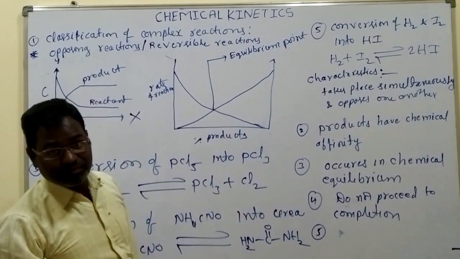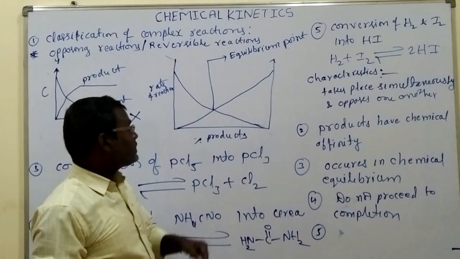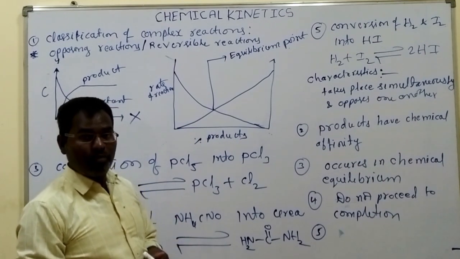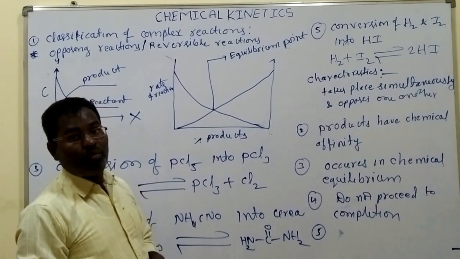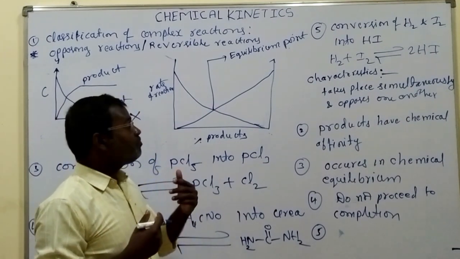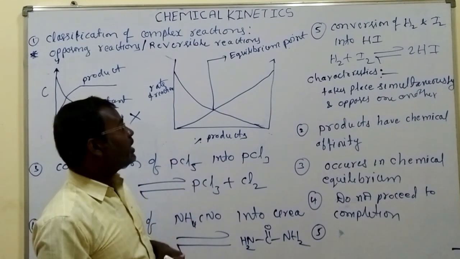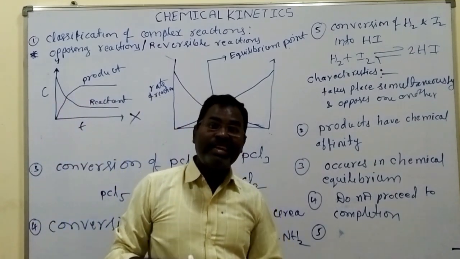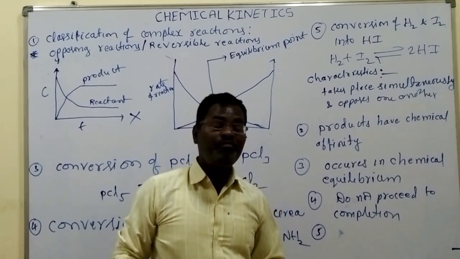Equilibrium point means the point at which the rate of the forward reaction and the rate of the backward reaction both are the same. That point is called the equilibrium point. Otherwise, it is the point where the net rate of the reaction becomes 0. In other words, the net rate of the reaction becomes 0 at a point, and that point is called the equilibrium point.